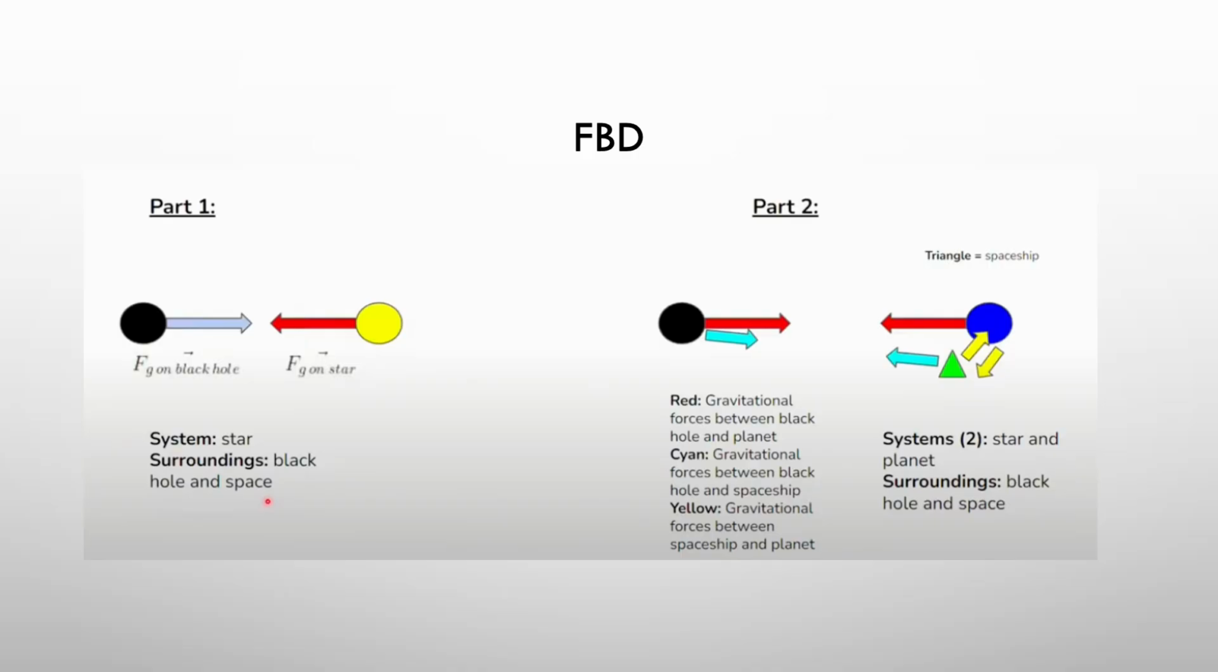In part 2, there is a spaceship which experiences gravitational forces from both the black hole and the planet, and this is represented by the extra arrows on this graph. These are the two forces that we are trying to balance so that the spaceship can safely travel close to the black hole without getting sucked into its orbit or crashing into the planet's orbit. In the first graph, the system is the star and the surroundings are the black hole, and in part 2, the system is the star and the planet and the surroundings is the black hole in space.